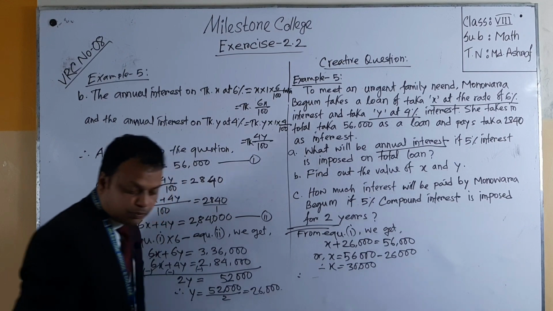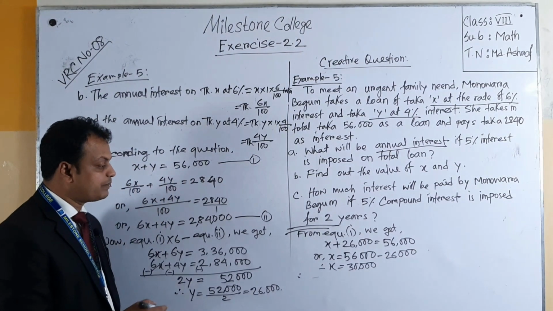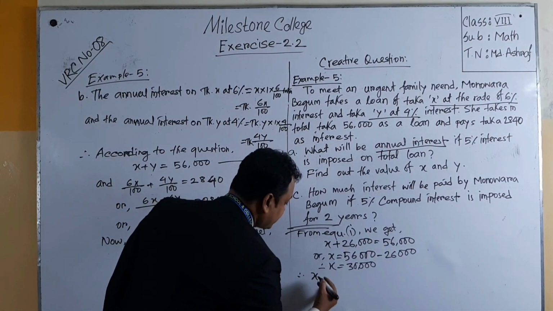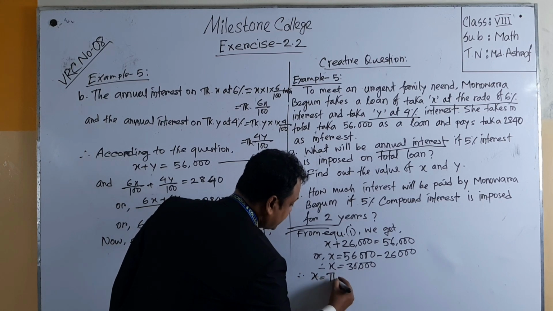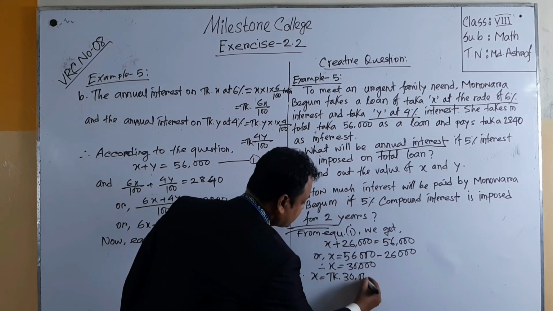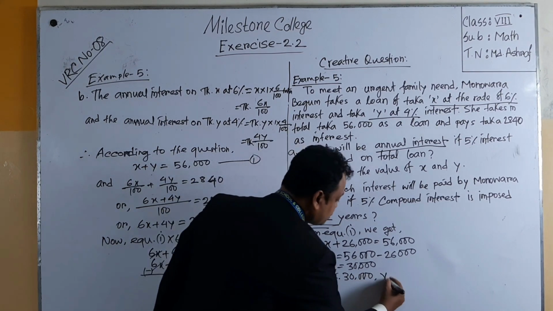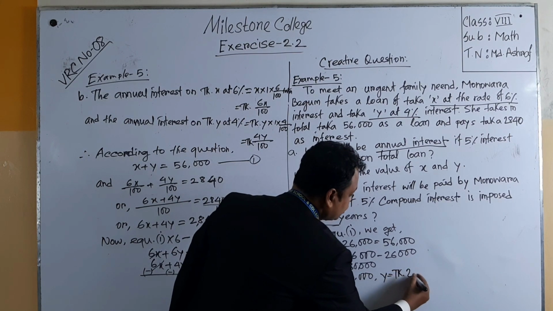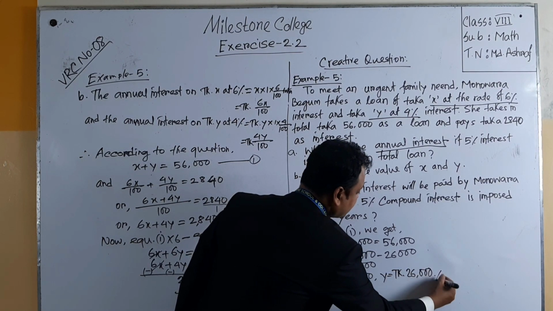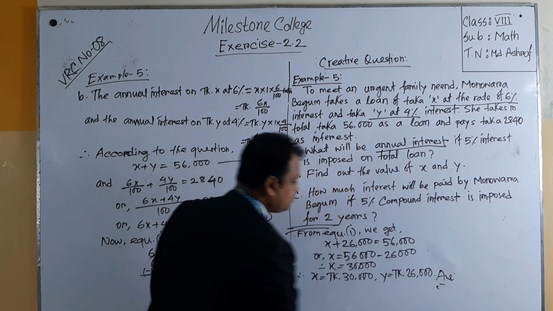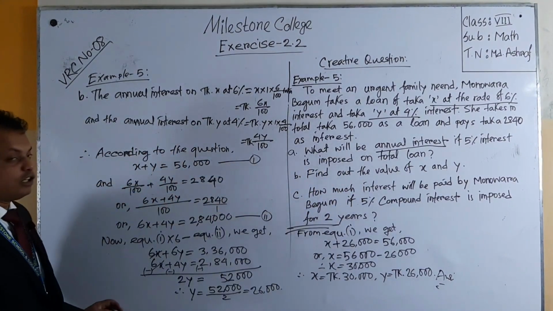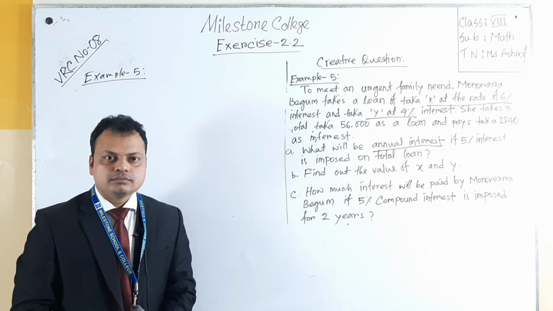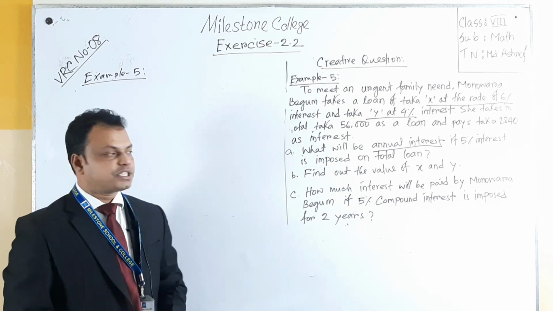According to the question, we have to find the value of x and y. Therefore the value of x equals taka 30,000 and y equals taka 26,000. So this is the result. I think all of you have understood this part. Now read question C.